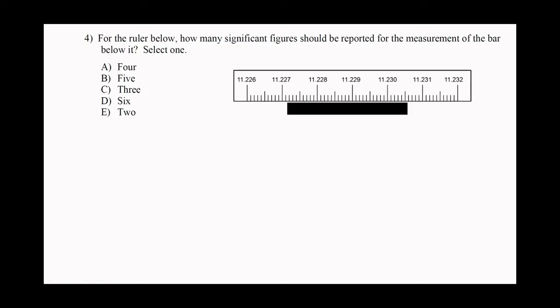So for the ruler below, how many significant figures should be reported for the measurement of the bar below it? Okay, well, let's do the math. What is this edge? It's going to be 11.230. We'll call that a 5 and then maybe a 7. And we'll minus 11.2271 over 2, which means 5. That's a 4. 3 goes to a 2, 3, 0, 0. So this will have 3 significant figures.